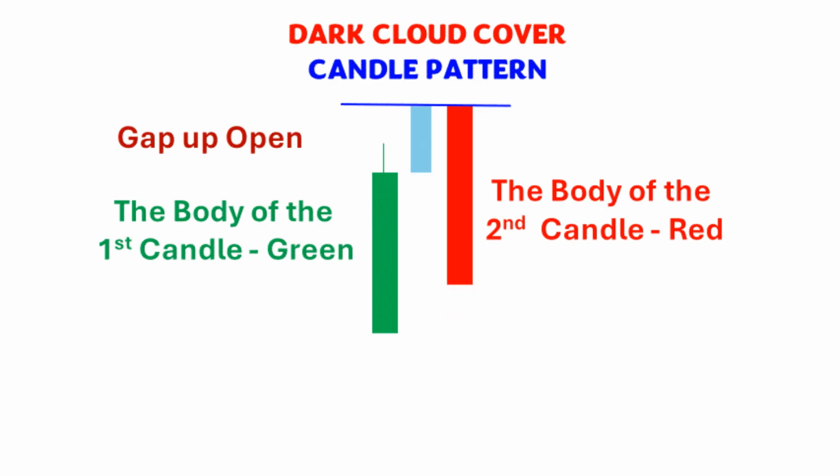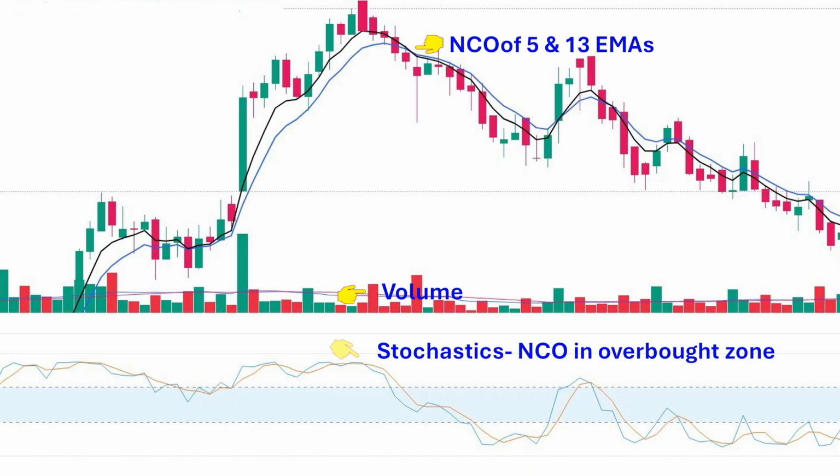Dark cloud cover trading strategy. The most powerful bearish reversal setups, the dark cloud cover trading strategy combined with volume analysis, 5 and 13 EMA crossovers, and stochastic confirmation. This strategy works beautifully in identifying the end of a bullish trend and the beginning of a downward move with high accuracy.